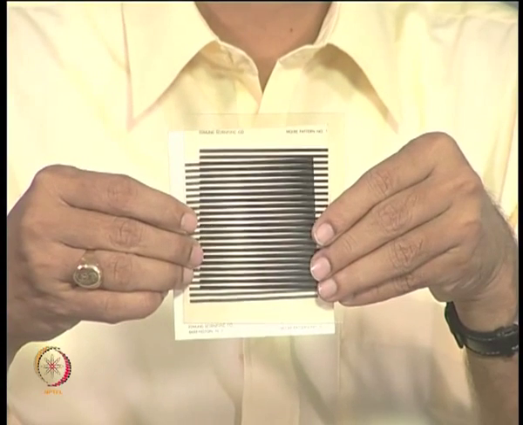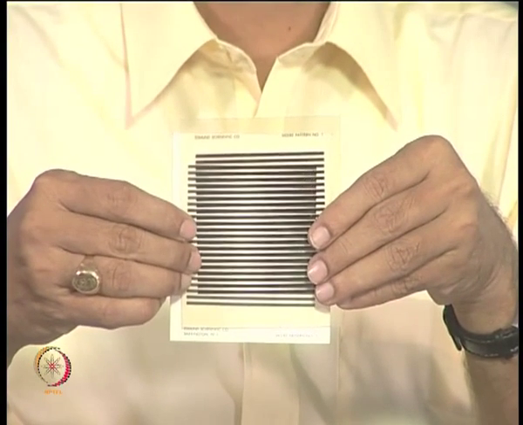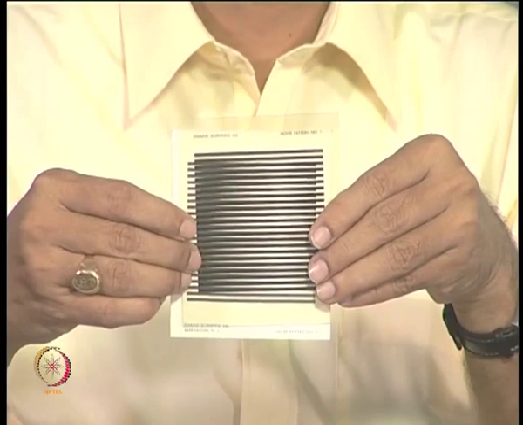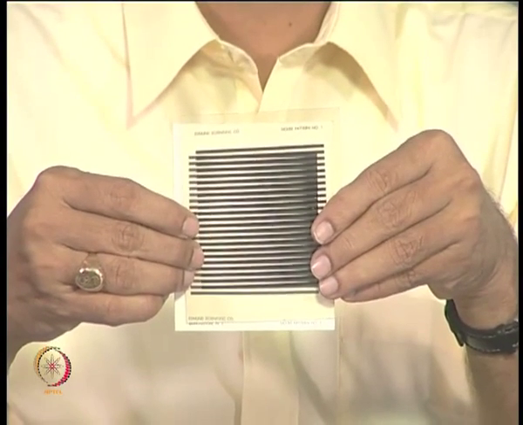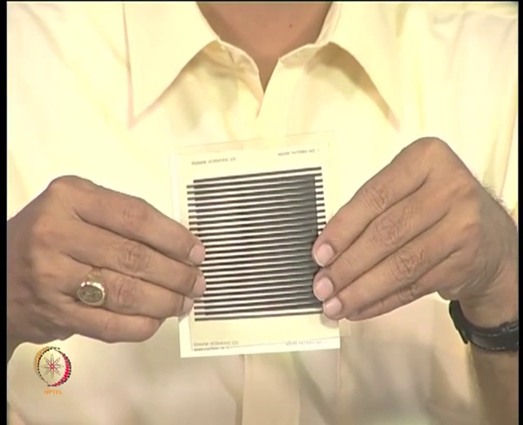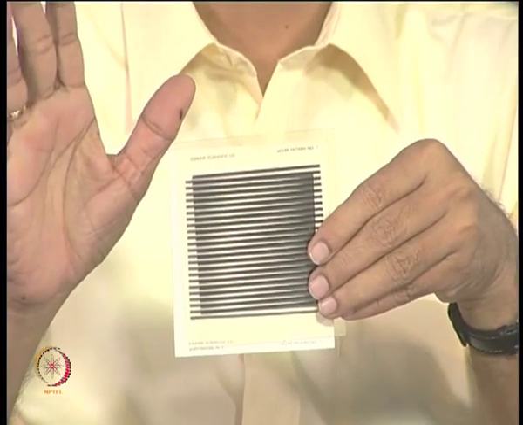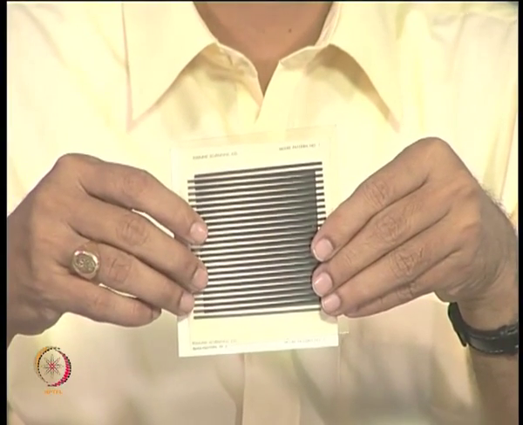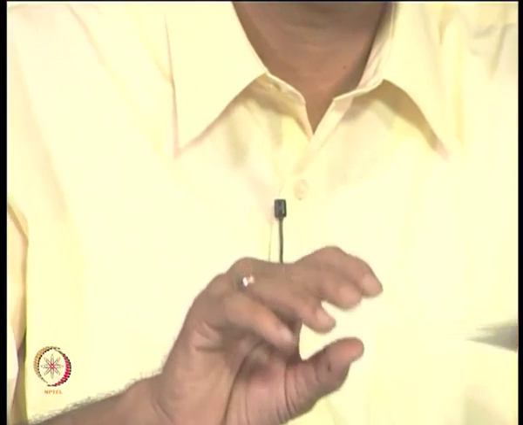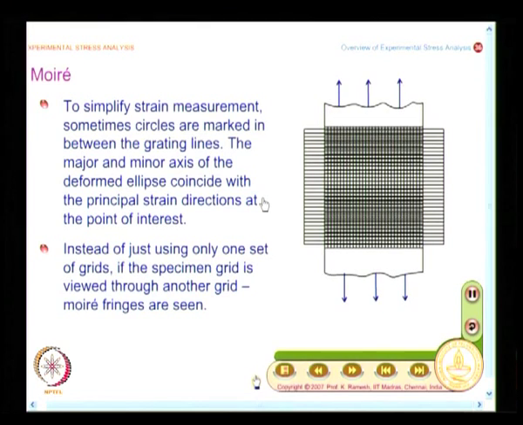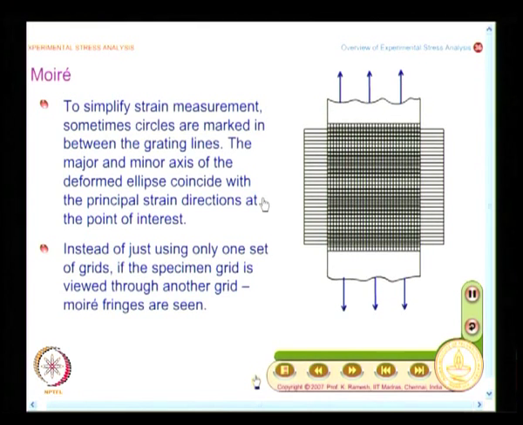So, the idea here is, I get these nice patterns and I can interpret them appropriately if I conduct the experiment very carefully. Here I have shown very coarse grids. Suppose I have fine grids.